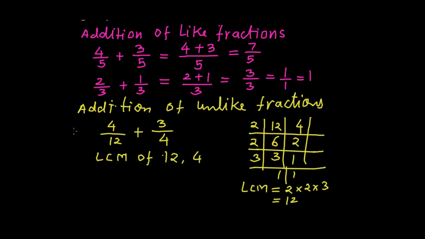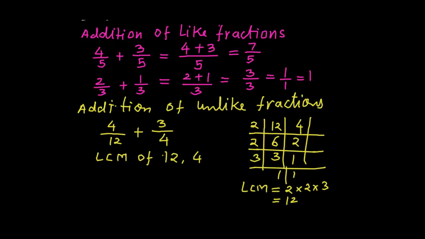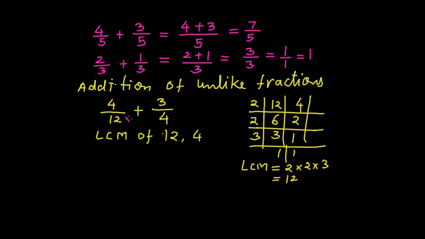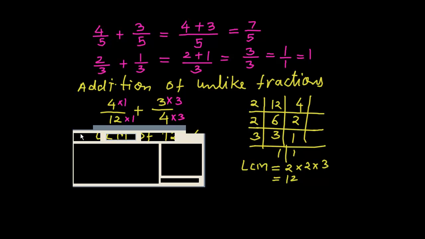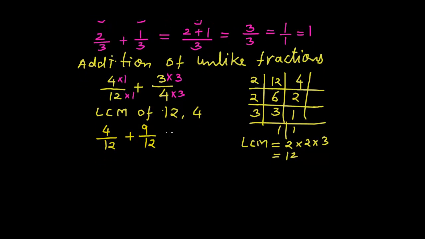Now after getting the LCM, we have to make the denominators same as that of LCM. So I am multiplying here by 1, here by 1, here by 3, here by 3. So my new fractions will be 4 over 12 plus 9 over 12. Now these are like fractions, so just add the numerators. So 4 plus 9 over 12, so it will be 13 over 12.